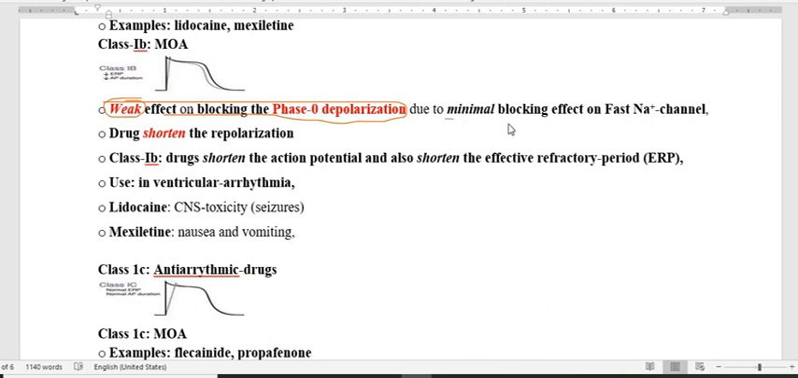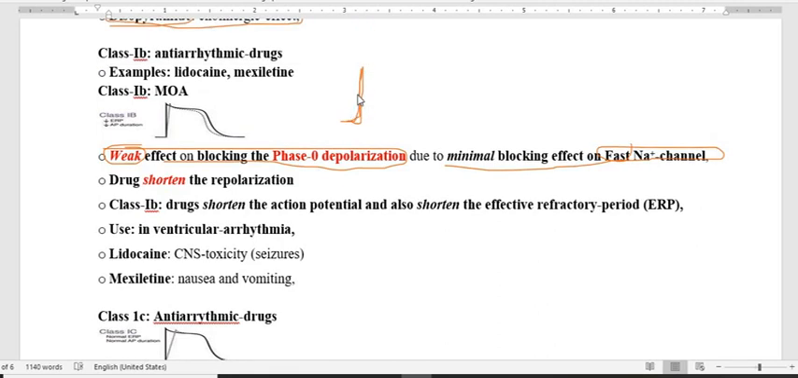So it gives rise to a minimal effect on the fast sodium channel, and therefore the depolarization that occurs because of sodium channel entry is slowed down, but slower than with 1A. As a result, the depolarization gets slowed down, and you get the new place of this one here, and this is the actual action potential.